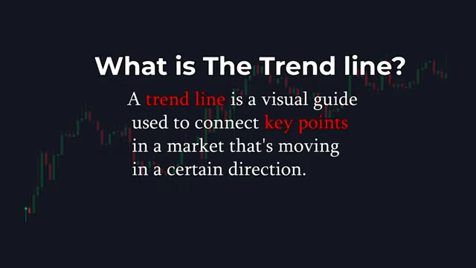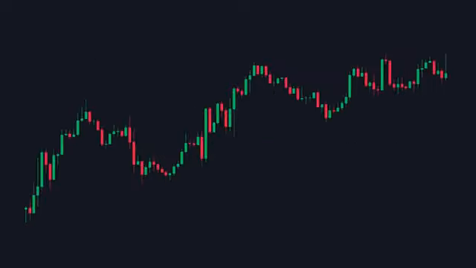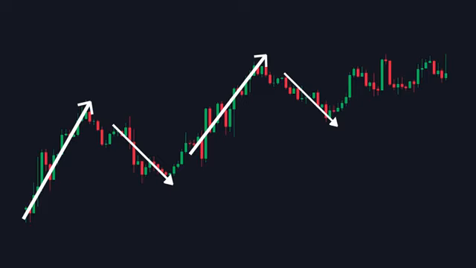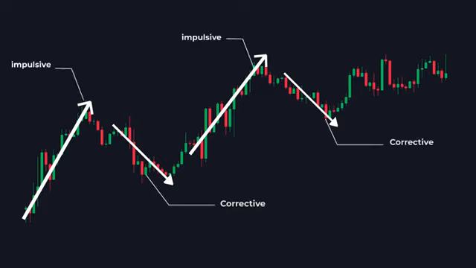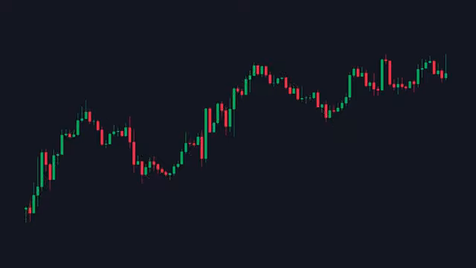What is a trend line? A trend line is a visual guide used to connect key points in a market that's moving in a certain direction. In an upward moving market, you'll notice a pattern of strong upward movements followed by smaller pullbacks. These are known as impulsive and corrective phases. Each peak that forms before the price starts to pull back is called a swing high, while each low that forms before the price moves up again is called a swing low.